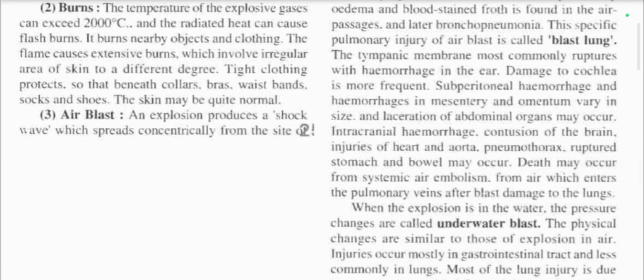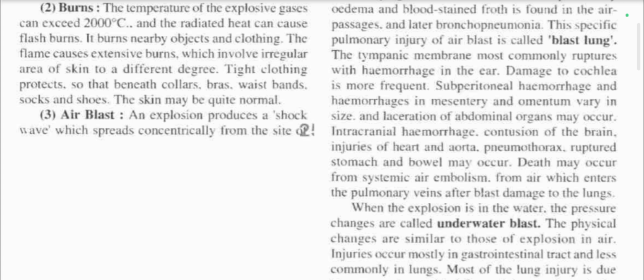The tympanic membrane most commonly ruptures with hemorrhage in the air. Damage to cochlea is more frequent. Subperitoneal hemorrhage and hemorrhages in mesentery and omentum vary in size, and laceration of abdominal organs may occur. Intracranial hemorrhage, contusion of the brain, injuries of the heart and aorta, pneumothorax, ruptured stomach and bowel may occur. Death may occur from the systemic air embolism, from air which enters the pulmonary veins after blast damage to the lungs.